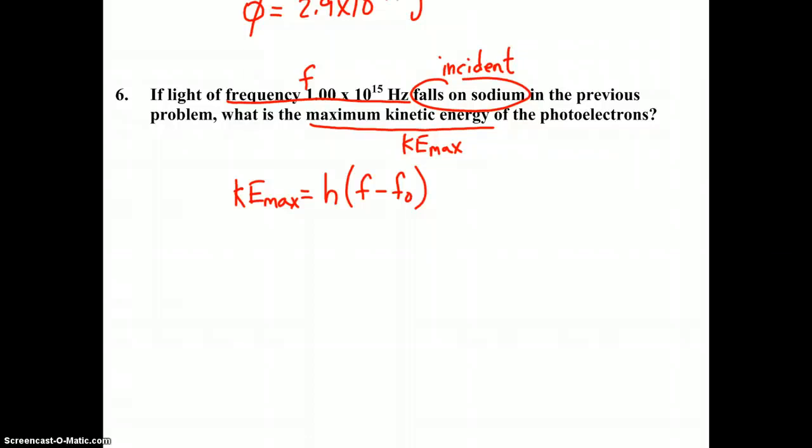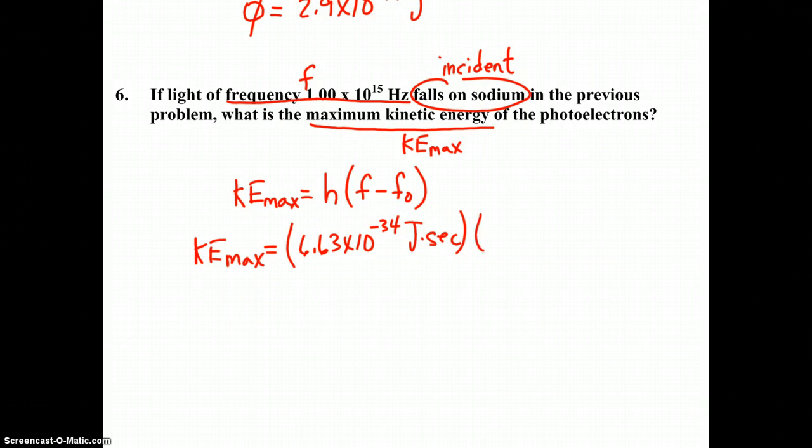This problem doesn't ask or give us any information in electron volts. It doesn't ask us for an answer in electron volts. So unless told otherwise, we'll solve it in joules. So KE max equals, if we're going to solve in joules, we have to use the Joule-second form, 6.63 times 10 to the negative 34 joule seconds. There's our Joule-second form of Planck's constant, times our incident frequency, 1 times 10 to the 15th hertz, minus our threshold frequency, which was given above as 4.4 times 10 to the 14th hertz.